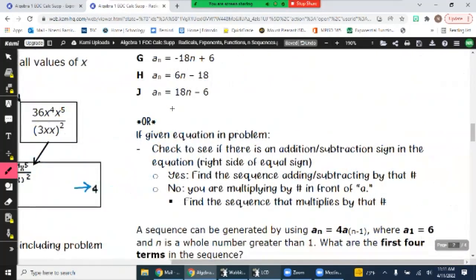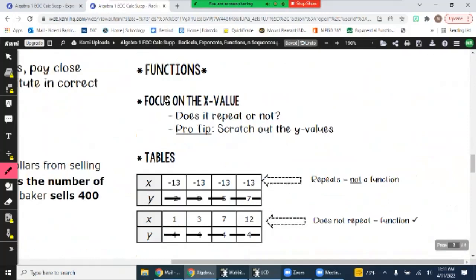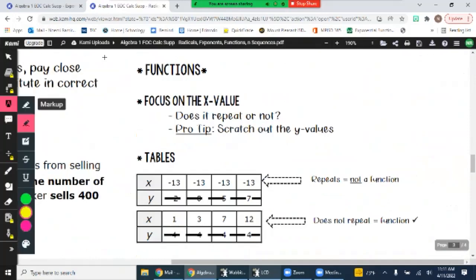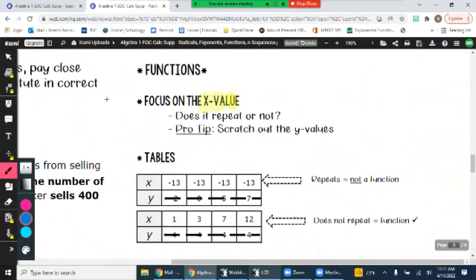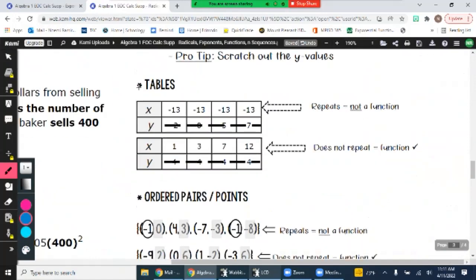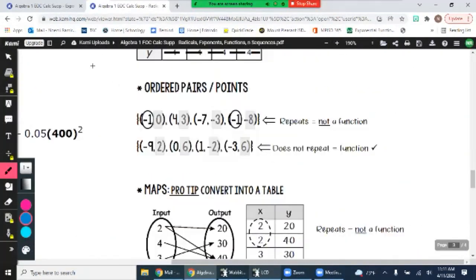Okay. Functions. Functions are pretty straightforward. They're pretty simple. Just remember, you focus on the X value. You want to double check to see if it repeats or not. So I went ahead, pro tip, and scratched out all of the Y values, and I showed you tables where if it repeats, it's not a function, does not repeat, it's a function. So notice how -13 is repeating over and over. So that's why it's not a function. 1, 3, 7, 12, neither of those numbers are the same. So if it does not repeat, it's a function.